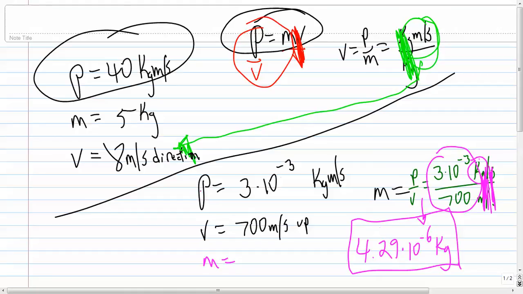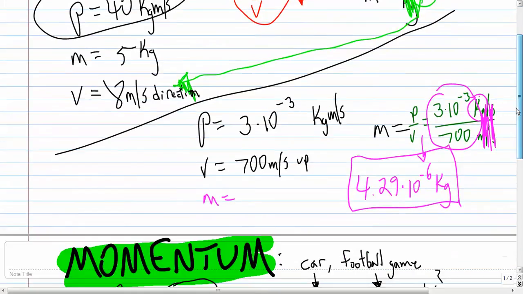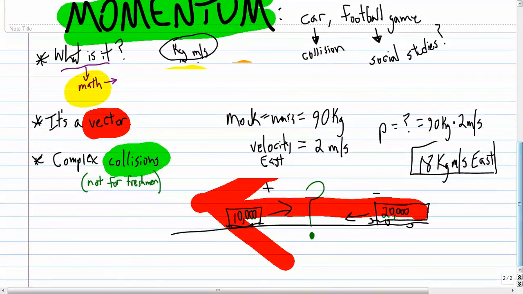So anyway, that is how you solve momentum problems. And momentum is a vector. It does have a direction. And that's it.